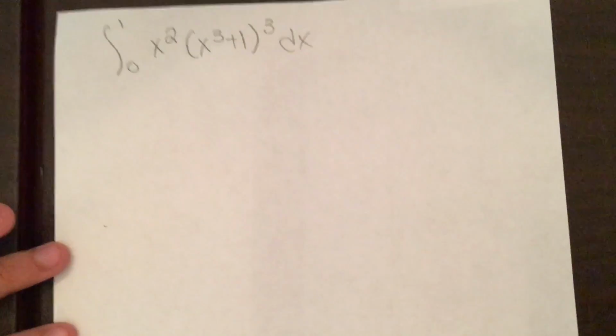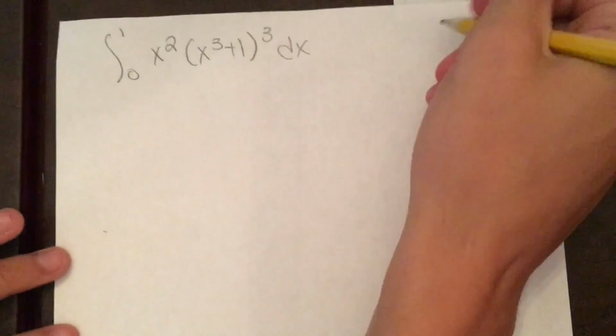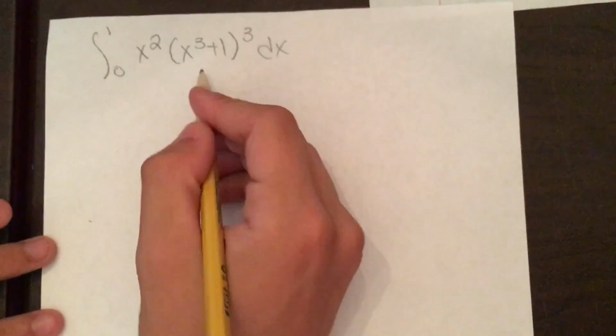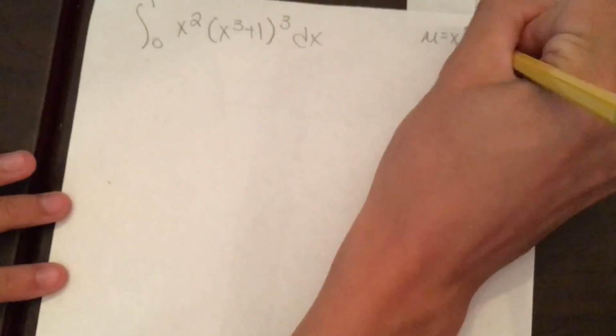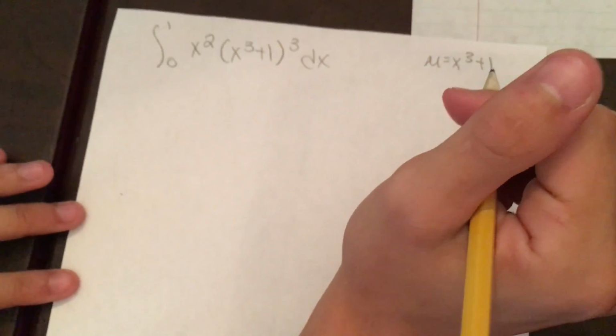Okay, you know about u substitution? So what do you think your u would be, your innermost function? Probably the x cubed plus 1. X cubed plus 1, right? Because it's the innermost function. Nice work.